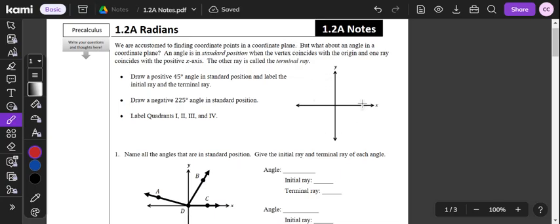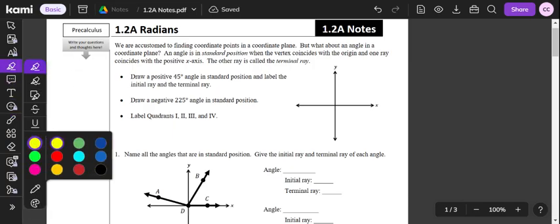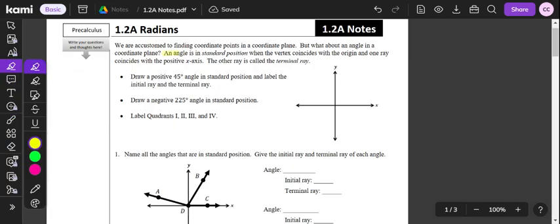So you guys are used to plotting points on a graph. It says what about an angle in a coordinate plane? Could you graph an angle? An angle is in standard position when the vertex coincides with the origin and one ray coincides with the positive x-axis. This other ray is called the terminal ray. Okay, so let's go ahead and highlight this right here. All right, this is the definition of standard position when we're talking about angles.